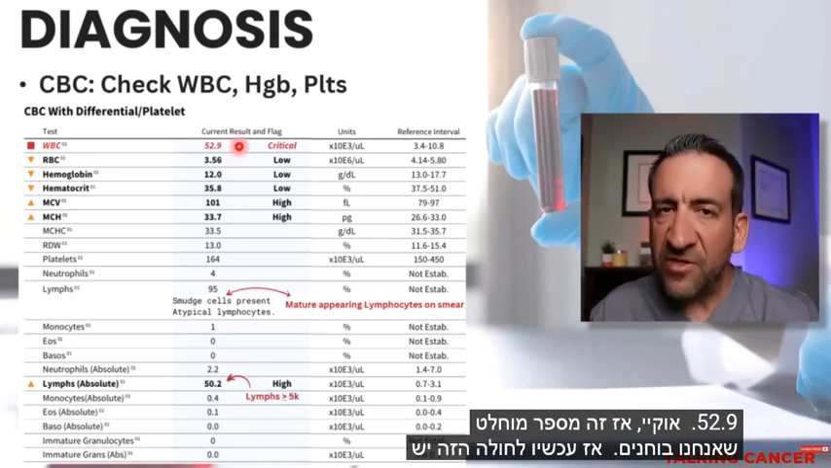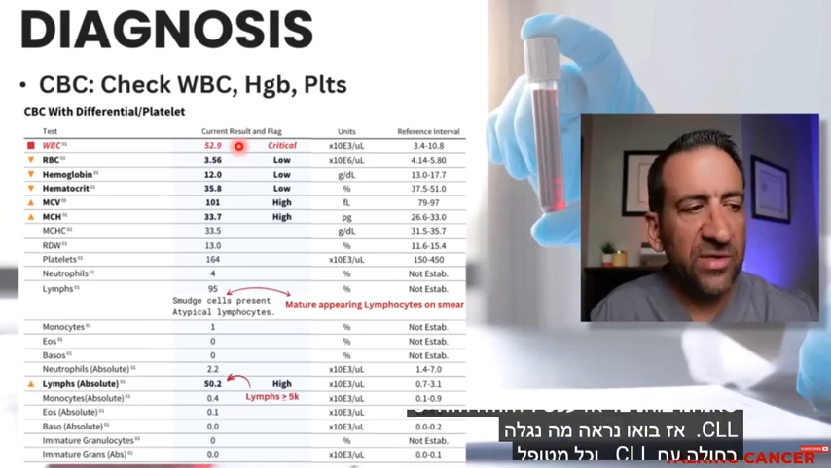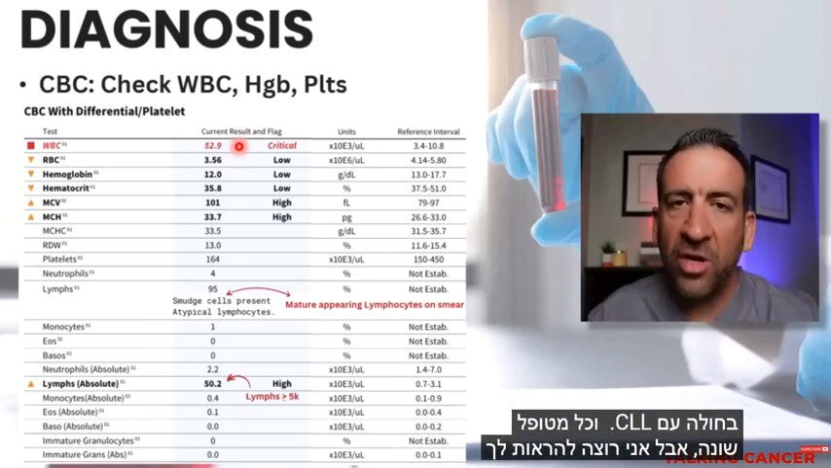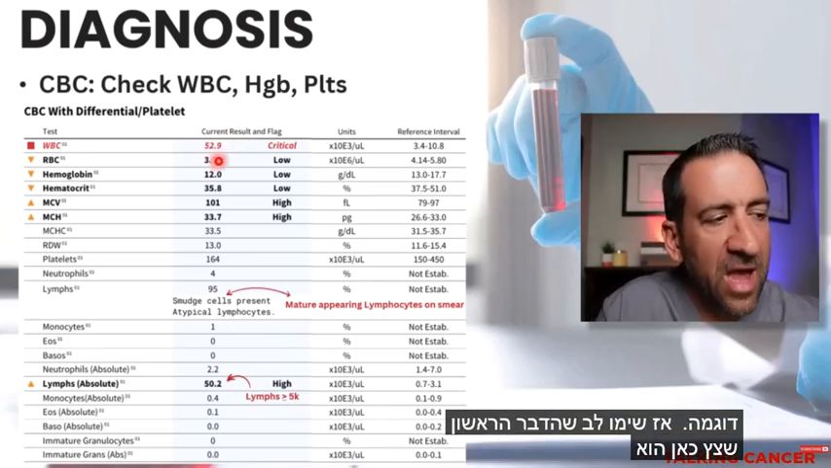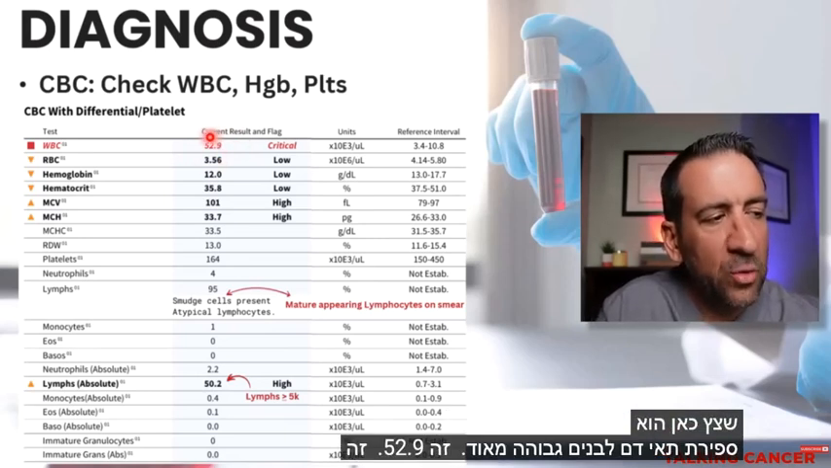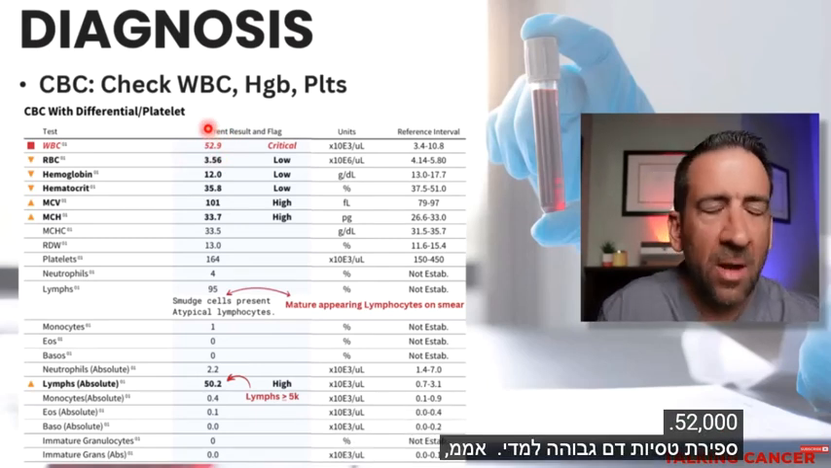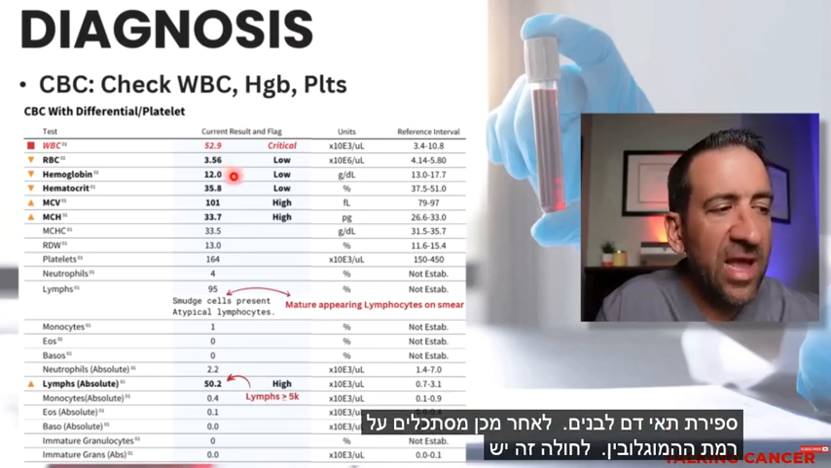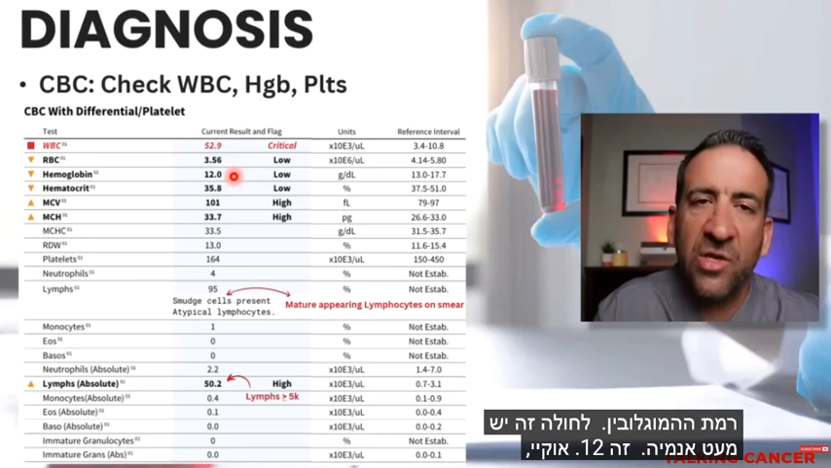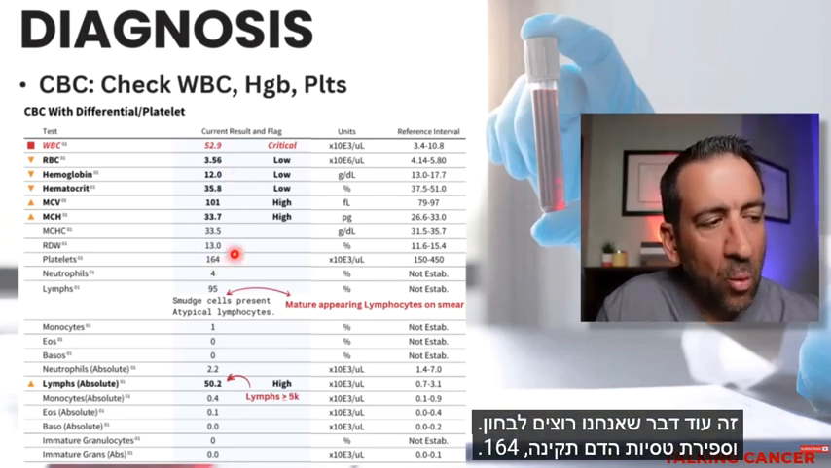So now, this patient has CLL. So let's see what we find in a patient with CLL. And every patient's different, but I want to show you an example. Notice the first thing that pops up here is this very high white blood cell count. It's 52.9, that's 52,000. Then you look at the hemoglobin level. This patient has a little bit of anemia. It's 12, okay? That's another thing we want to look at. And the platelet count is normal at 164.